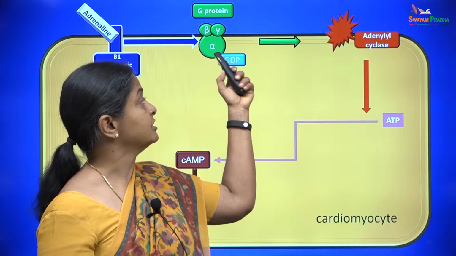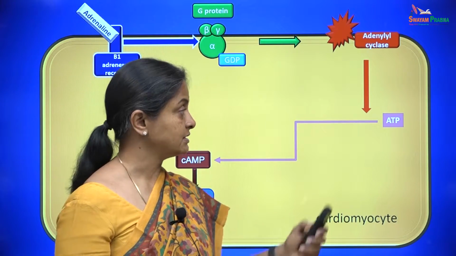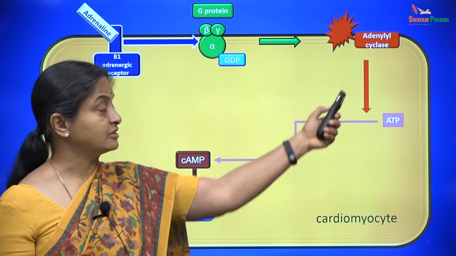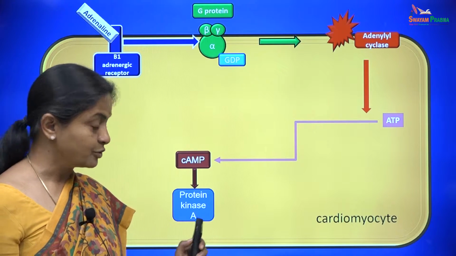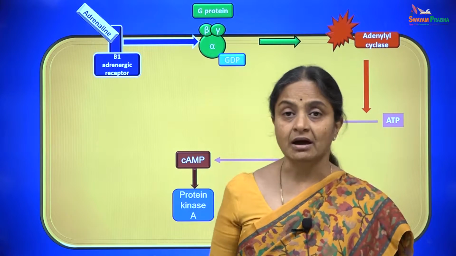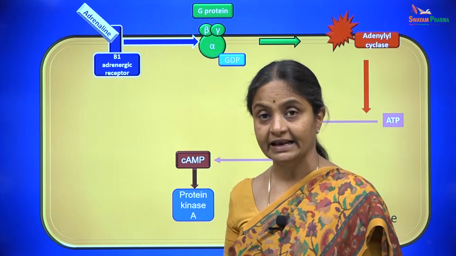where the alpha subunit moves and activates adenylyl cyclase. Cyclic AMP increases as a result of adenylyl cyclase activity. Protein kinase A is activated, and what may be the target proteins which are phosphorylated by this protein kinase A?